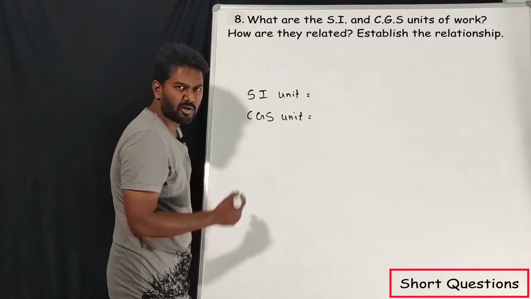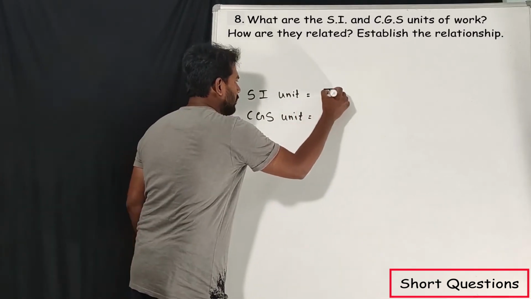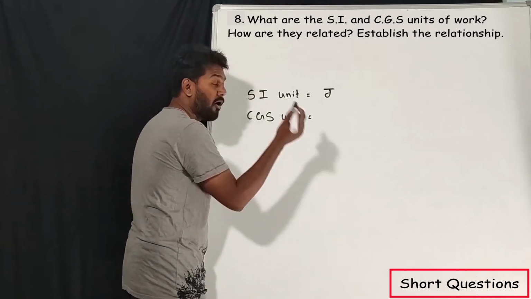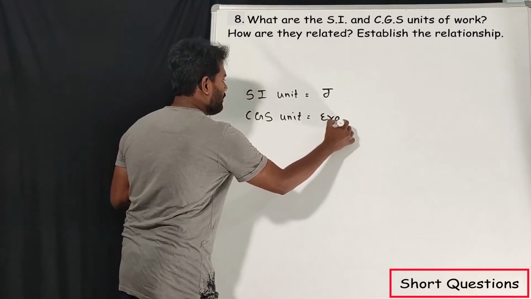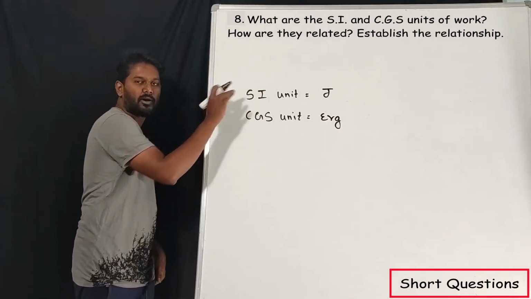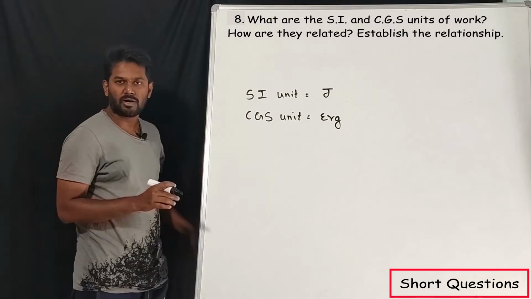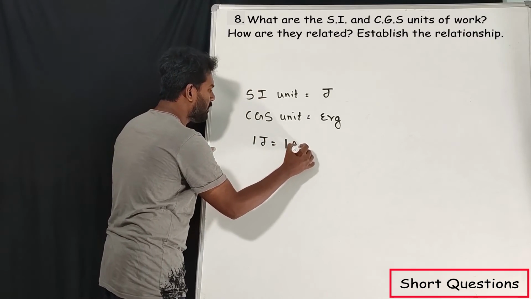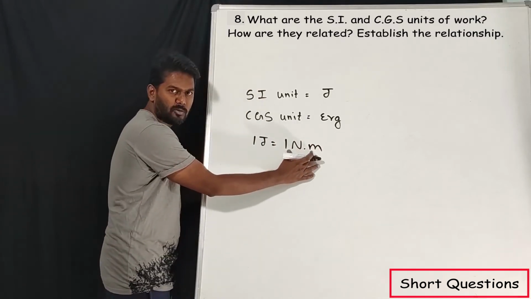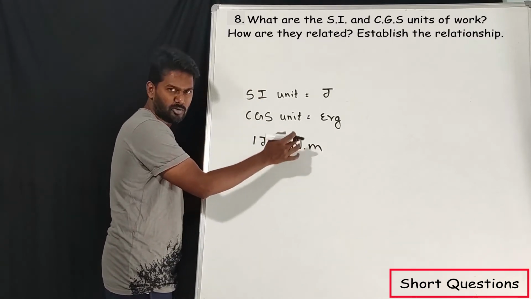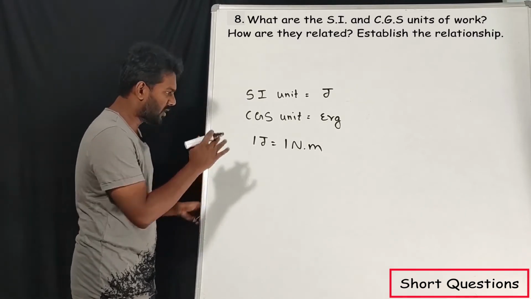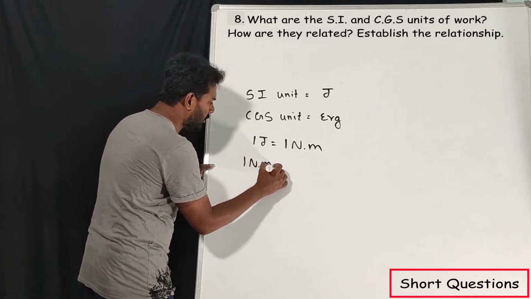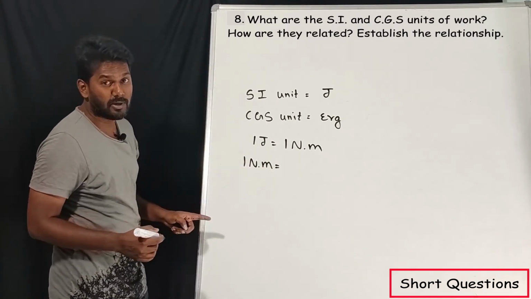What is the SI unit of work done? It is joule. This we have learnt in concepts. Correct. Then the CGS unit of work done is erg. So the SI unit of work done is joule and the CGS unit of work done is erg. Then 1 joule is equal to 1 Newton meter. According to the formula of work done, the unit is Newton meter. 1 joule is equal to 1 Newton meter. What is the CGS unit of Newton meter?